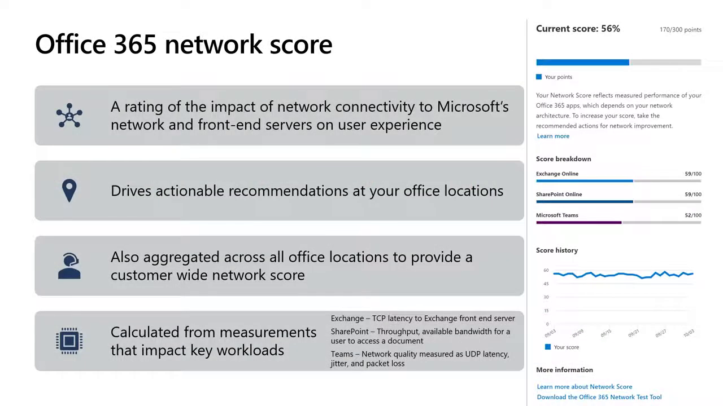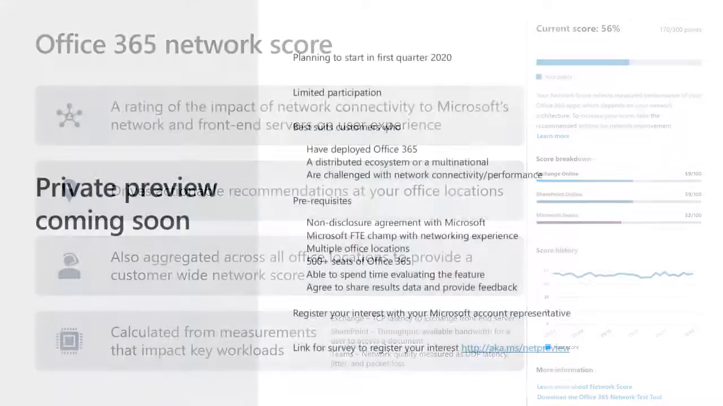There's also this concept of the network score, where we have a rating of the impact of network connectivity between the user's machine and Microsoft's network on the user's experience. So a high number here is going to have fantastic network experience. I know when I see 80 or above in these tests, users are going to have great experience with Office 365. If I see numbers below 40 or so, I know the users are going to be complaining in that organization. It's a very transferable way of me being able to identify what the impact of that networking is.